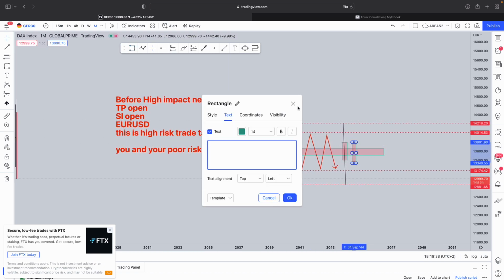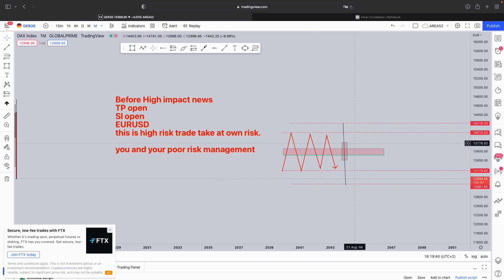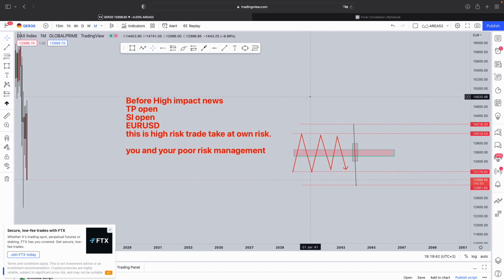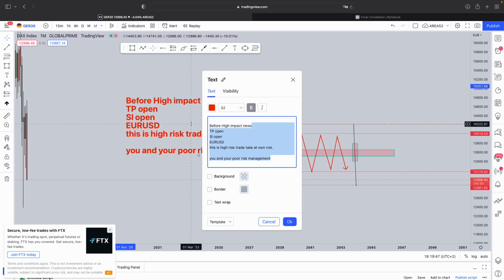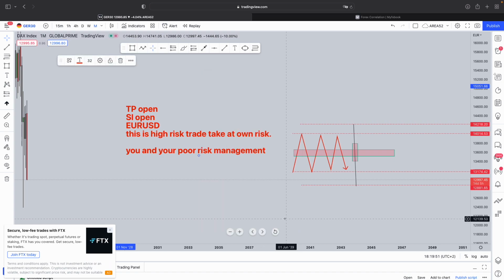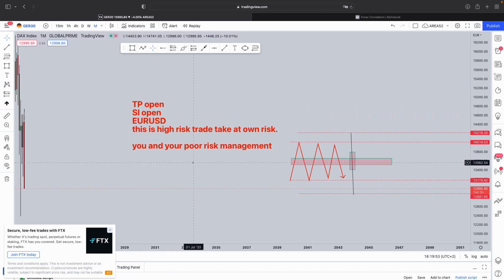Thank you so much to all the clowns for all the money. So you want to stay away from people that say we killed the Nasdaq, we killed the NFP, because you can't kill the NFP, my friends. It's unfortunate that you think that way. Now the next thing is people that trade TP open and SL open.